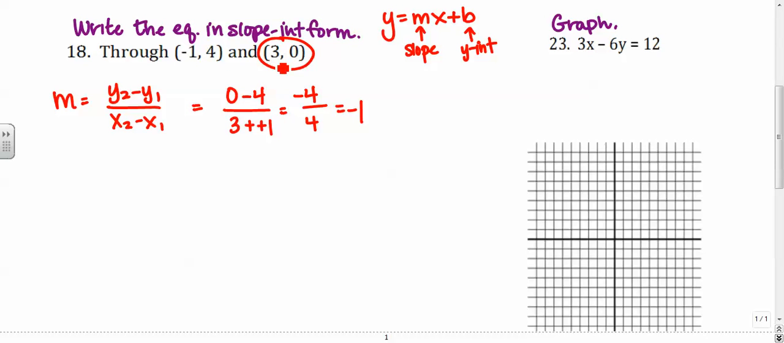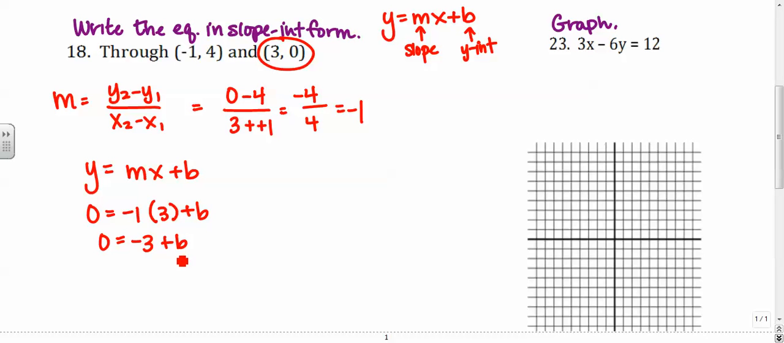Now, in that 3, 0, I know that first value, the 3, represents an x, and the 0 represents a y. So I can go to my slope-intercept form of y equals mx plus b and plug in those values for x and y. Okay, so the y was 0, the m we just found is negative 1, x was 3, and then I have a plus b. So 0 equals negative 3 plus b. Add the 3 over, and b equals 3.